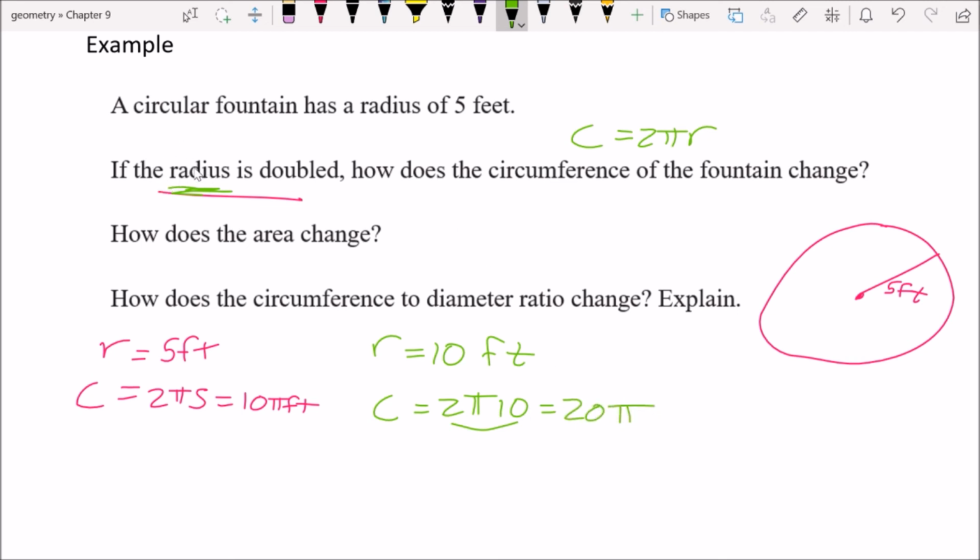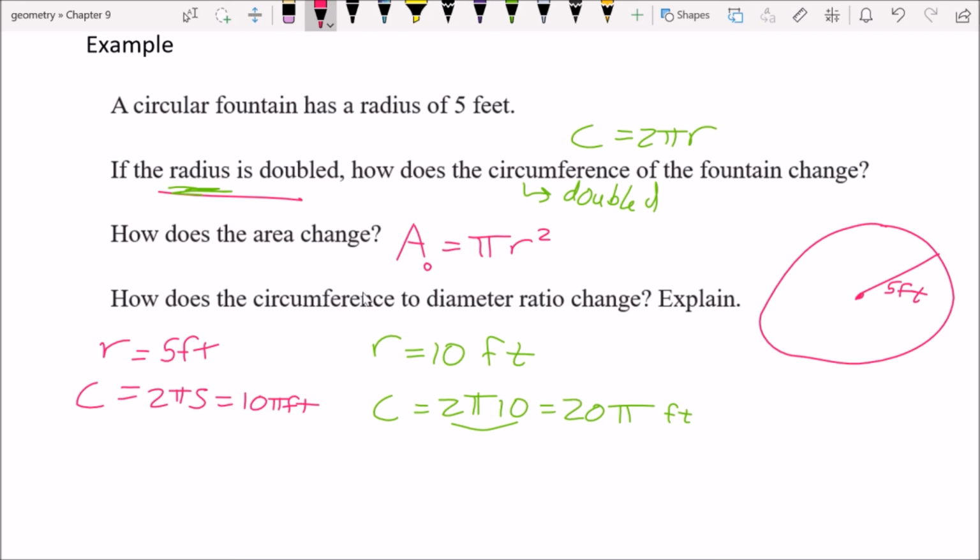So let's answer this question. If the radius is doubled, how does the circumference of the fountain change? The circumference is also doubled. It's twice as big. Because 20 pi is twice as big as 10 pi. And you know what? I should annotate this as feet. What about area? That's something that we haven't talked about yet in this video. So let's make that note here. The area of a circle is given by the equation pi times radius squared.